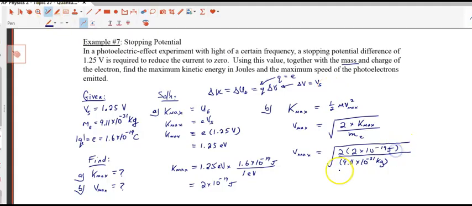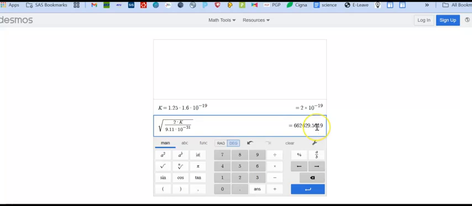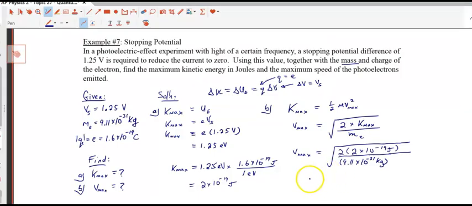Now we're just going to plug that into our calculator, and we get 662,629 meters per second. I'll just say 6.63 times 10 to the power of 5 meters per second. And that's the maximum speed.